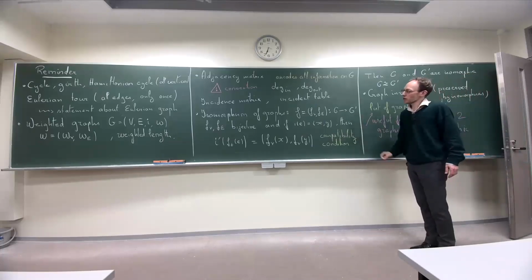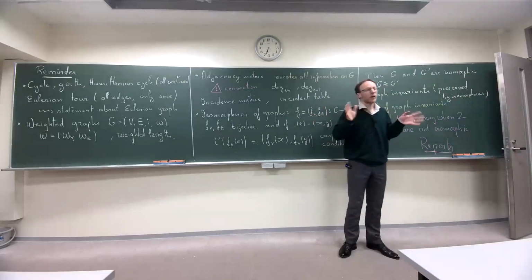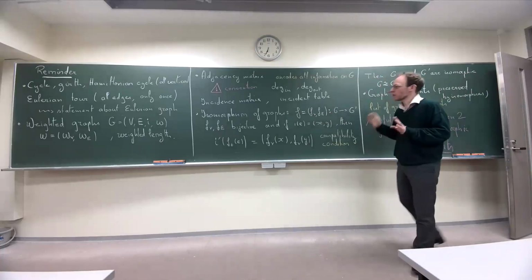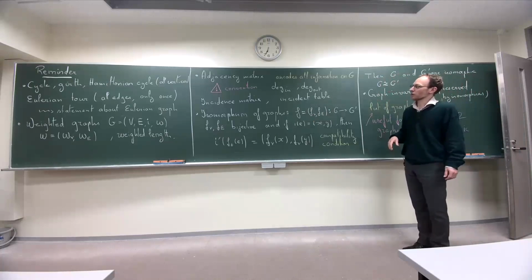Then I introduced the notion of isomorphism of graphs. When you have two graphs, you would like to say if they contain the same information. Maybe the picture is different. I gave some examples, but do they contain the same thing? And I defined what is the isomorphism of graphs.